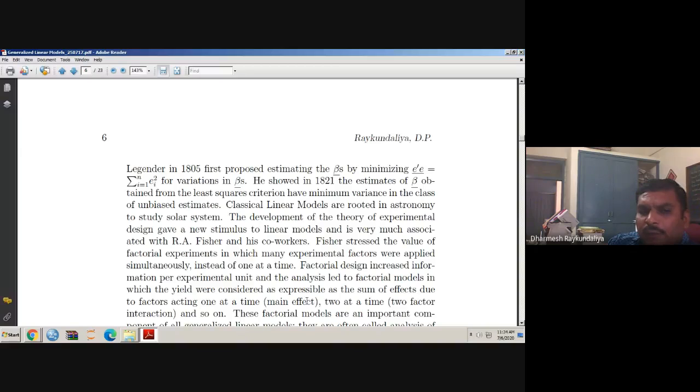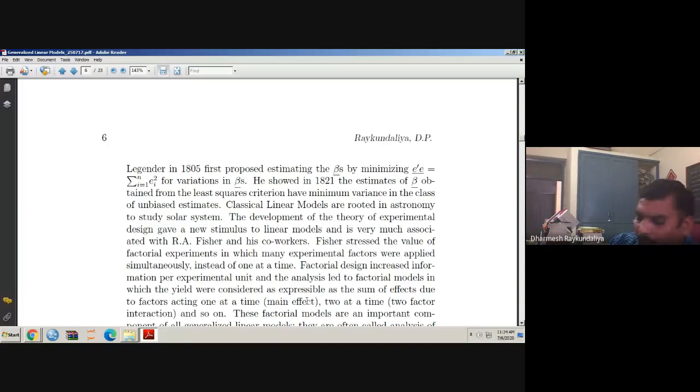Fisher stressed the value of factorial experiments in which many experimental factors were applied simultaneously. So we know that there is a classical design and there is a factorial experiment. In classical design, you can have one factor at a time, but in a factorial experiment, you can have several factors at the same point of time. Factorial design increases information per experimental unit, and the analysis leads to factorial models in which the yield is considered expressible as the sum of effects due to factors acting one at a time.